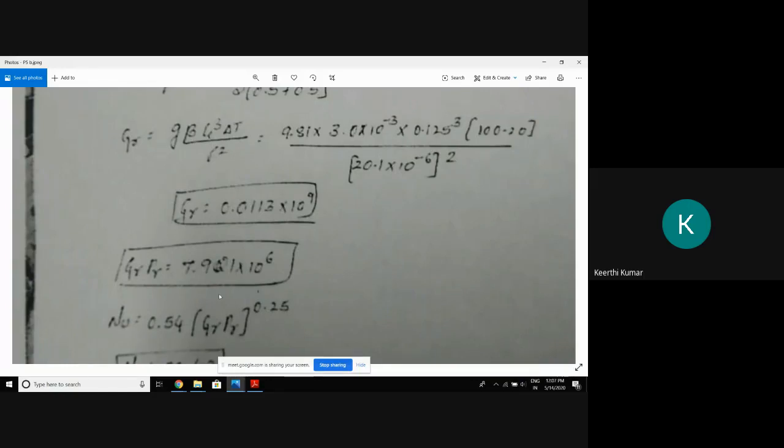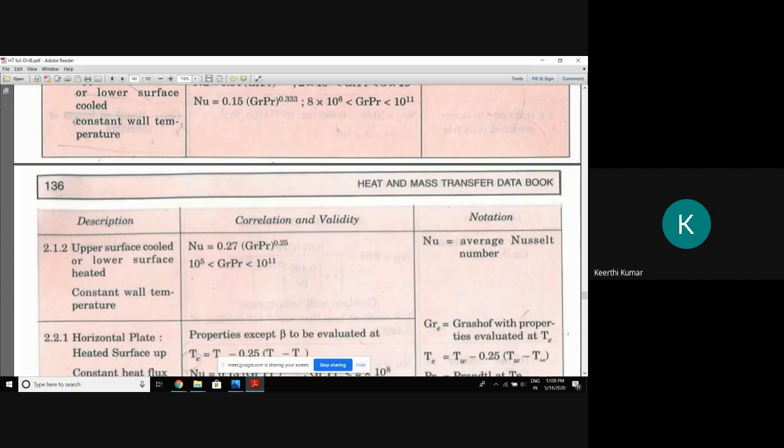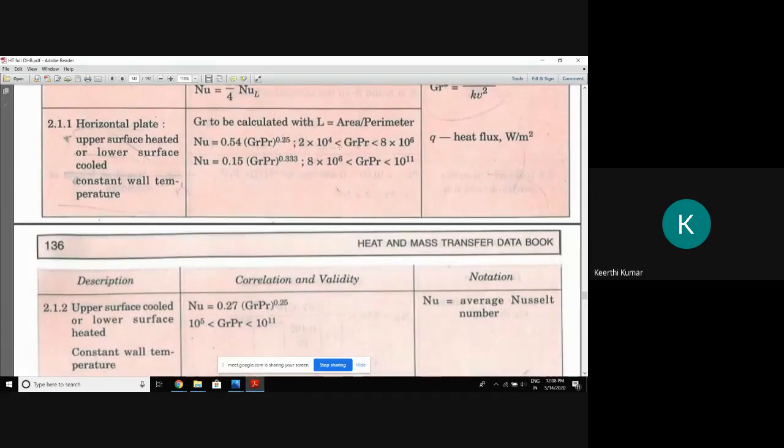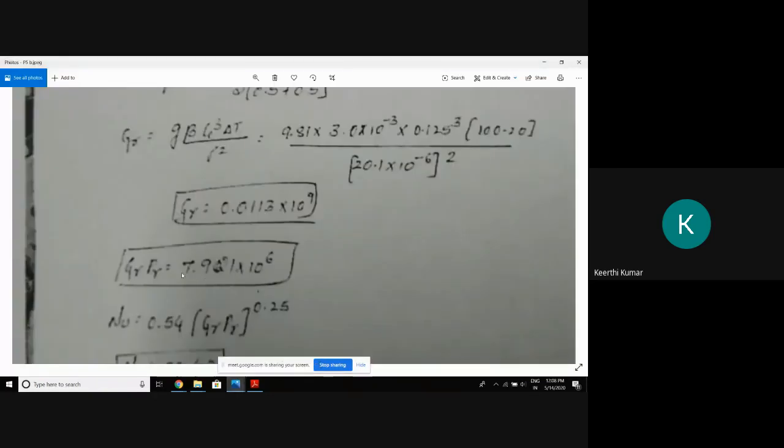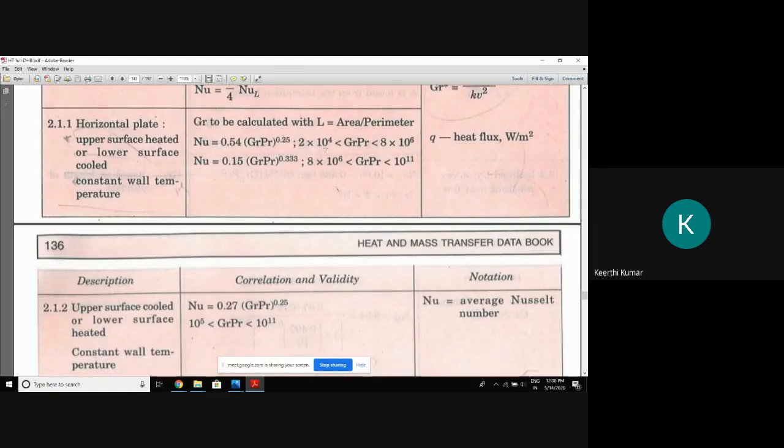Hence the value of GR, PR is less than 10 to the power of 8. Or for this horizontal plate, no need to write a note. Directly you can proceed with this, because there are two formulas here. For a horizontal plate, based on the value of GR, PR, we cannot tell whether it is laminar or turbulent. There are two formulas if the upper plate is heated. So what is the GR, PR value we got now? We got 7.92 into 10 to the power of 6. It is in the range of the first equation. Or else you can write a note like this: if the value of GR, PR is between 2 into 10 to the power of 4 and 8 into 10 to the power of 6, we will go for the first equation. Or if it is in this range, we will go for the second equation.